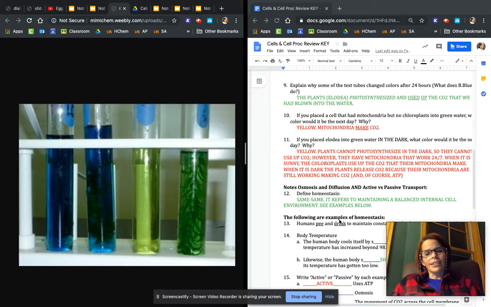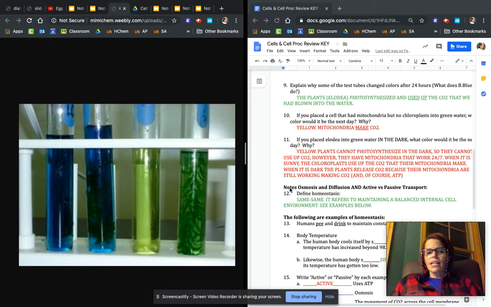And then the 11th question says, if you placed Elodea into green water in the dark, what color would it be the next day? It would be yellow, and that's one people have a really hard time with. Plants can't photosynthesize in the dark, so they're not going to suck up that CO2. And hang on to this because this is really hard to remember, they have mitochondria also. So in the dark, they're actually making CO2. So if you leave that plant in the dark for long enough, the water will be yellow.